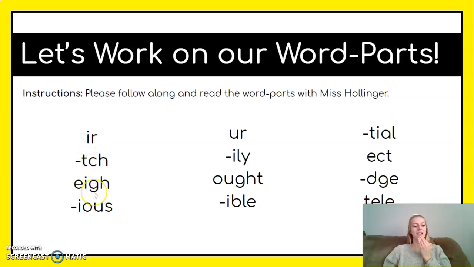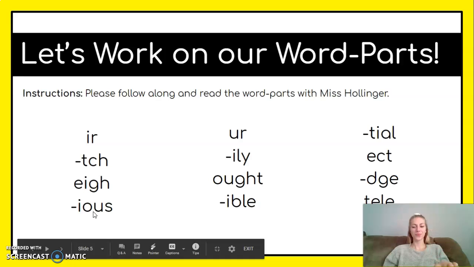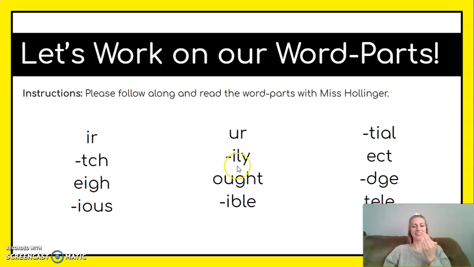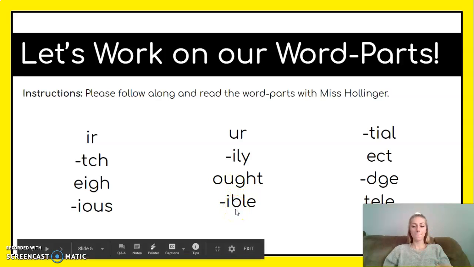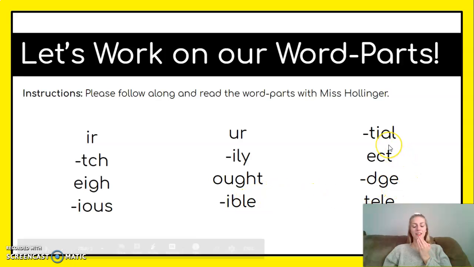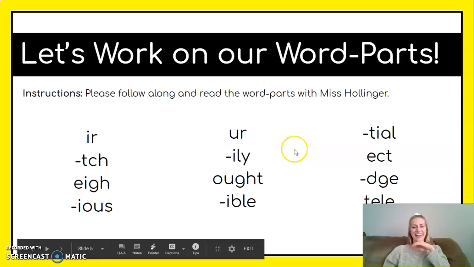Ch. A. Yes. Illy. Ought. Ibble. Shull. Ect. J. And last word, tella. Good work, grade 4.